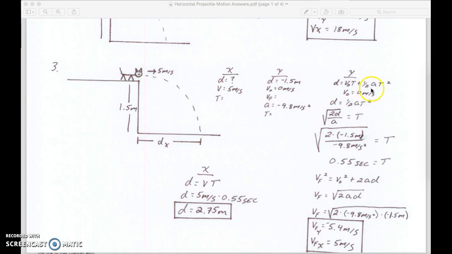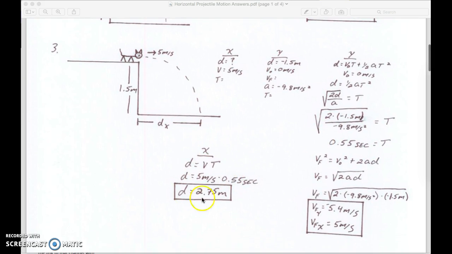Using the third kinematics equation, v naught is 0, so that term goes away, leaving me with d equals 1/2 at squared. Solving for time, I do the square root of 2d over a after a little algebra, plug in my numbers, and I get a time of 0.55 seconds. That's how long it's going to take the cat to get to the ground. I can plug that in over here in the x direction, d equals v times t, to know that the cat's going to go 2.75 meters in the x direction before hitting the ground. So that's the dx. That's one of the things that we were asked for.